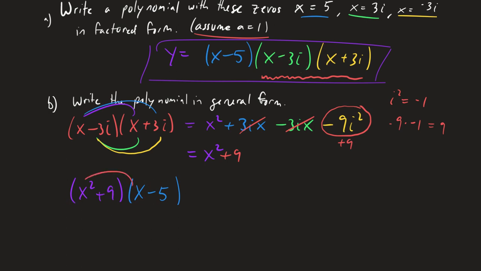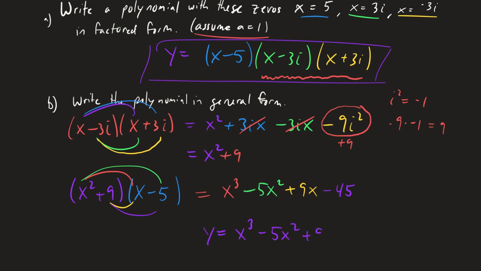x times x squared, of course, is x cubed. x squared times negative 5 is negative 5x squared. 9 times x is 9x. And then 9 times negative 5 is negative 45. And there's no like terms there, so we are done. So y equals x cubed minus 5x squared plus 9x minus 45. Boom. Remember, we assumed a was 1. There's a 1 right there in front of the x cubed.